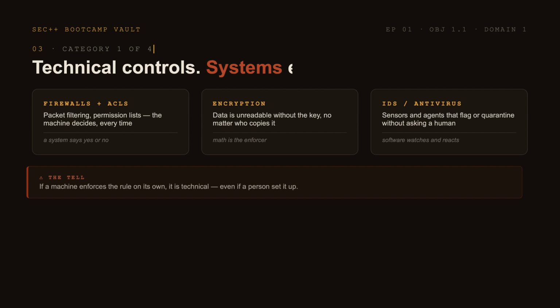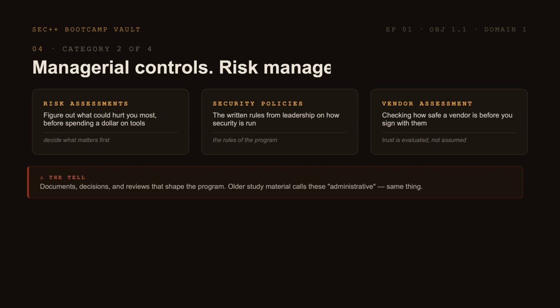Category 2, managerial controls. You might see these called administrative controls in older books. Same thing. These are the controls that happen on paper, in meetings, and in decisions. Risk assessments, security policies. Checking out a vendor before you sign a contract. The easy way to spot it. If the control is a document, a decision, or some kind of review that shapes how security is run, it is managerial. The exam loves to describe a quarterly risk assessment and ask what category it is. The answer is managerial, every time.